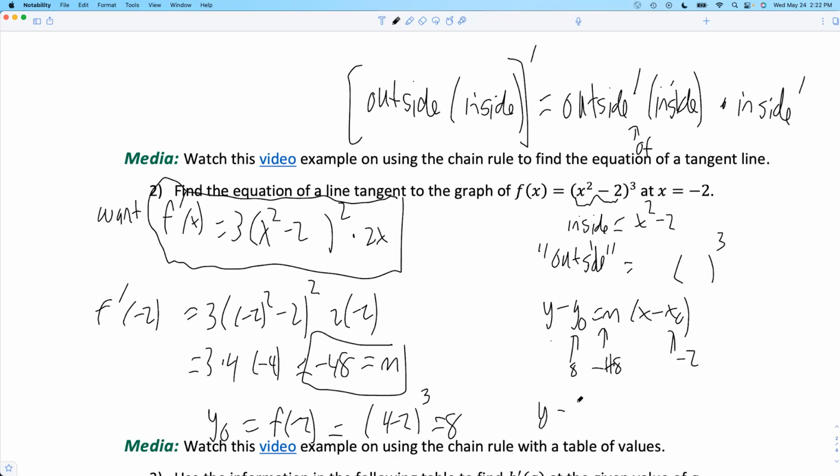So then you guys can check all my arithmetic here. Minus a negative would be plus 2 there. And this is a parenthesis. And that's a good place to stop.